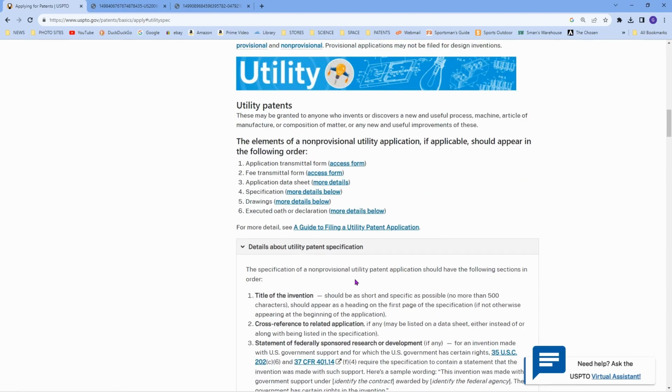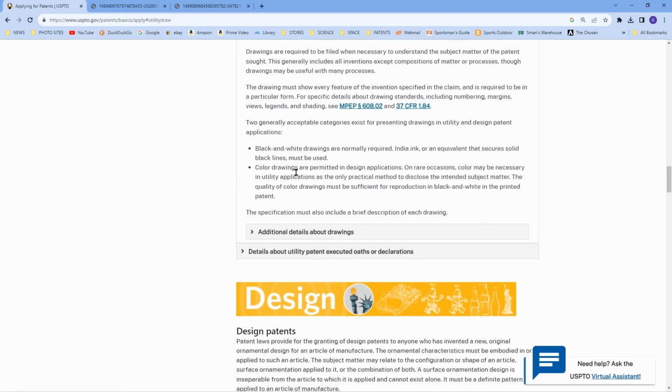And now let's take a quick look at what's needed for the drawings. And this is very simple. Essentially, the drawings need to be black and white drawings in Indian ink, which used to be the old way, so they still are saying that. No one uses that anymore. Everyone uses computers, which produce very nice solid black lines. Color is permitted, but only if it's absolutely necessary.